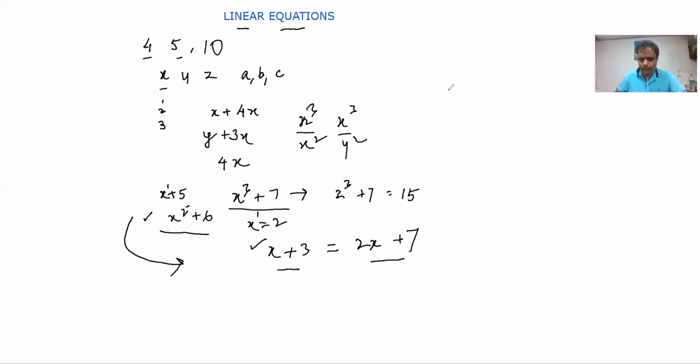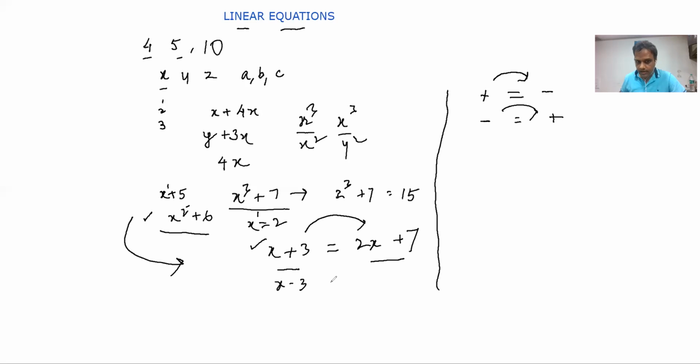There are some rules to be followed, right? What are the rules to be followed? If there is a plus on the left hand side, if it moves to the right, the sign changes to minus. For example, if this is plus 3, if it moves on the other side of the equation, it becomes minus 3. If it is minus, if it is to be moved on the other side, this becomes plus. For example, had this been x minus 3 is equal to 2x plus 7, then this minus 3, when it moves here, will become plus.